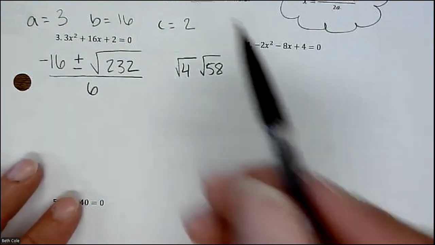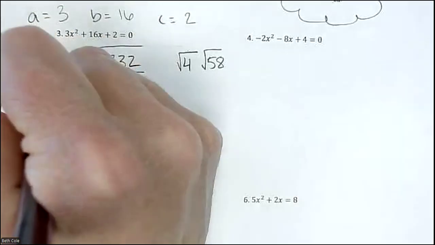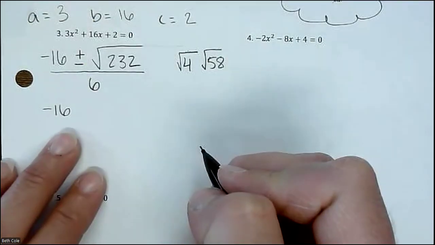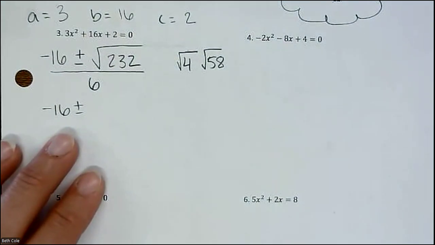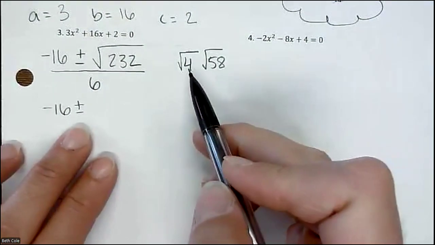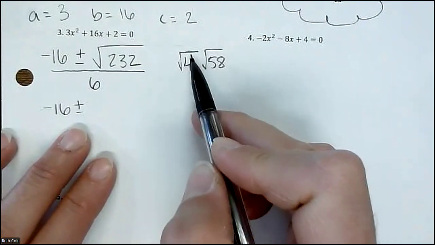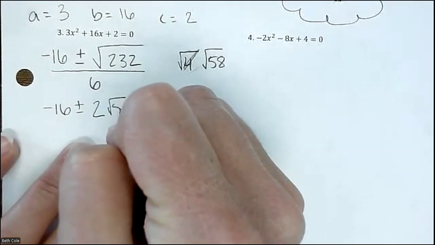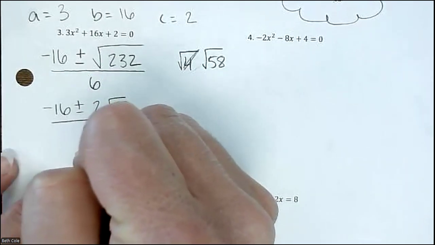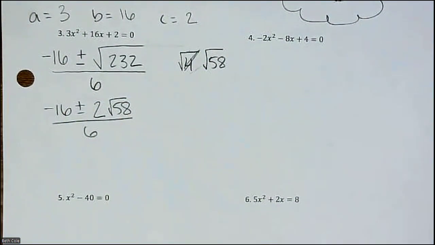It's a perfect square. So when we go and write the next step here, it's negative 16. The negative 16 is just there. Plus minus. Now, what is your square root of 4? 2 square root of 58 over 6. The 6 is just there. And there's one more step. This is like simplifying a fraction.